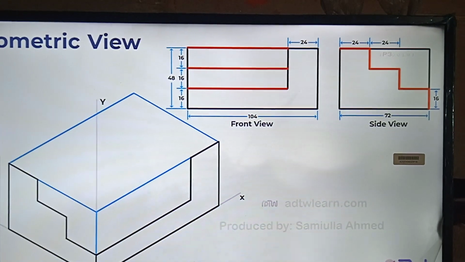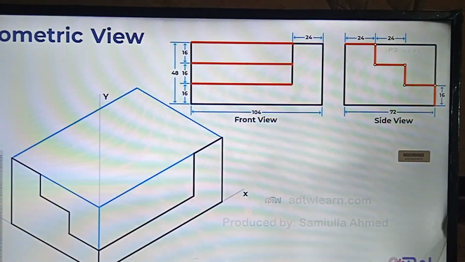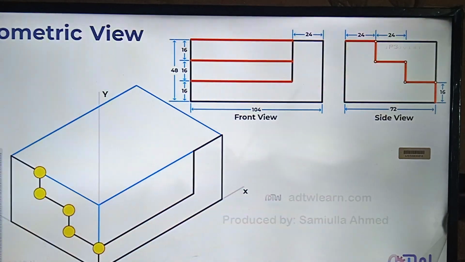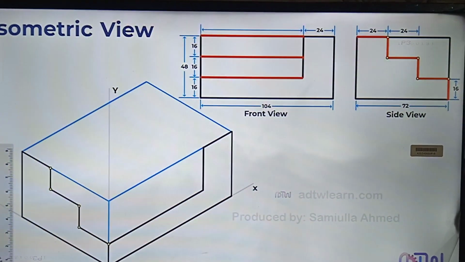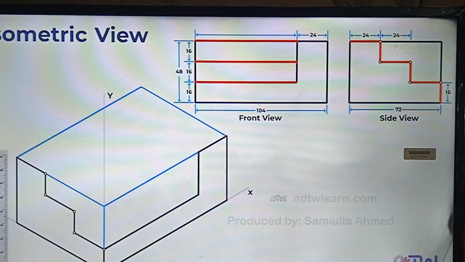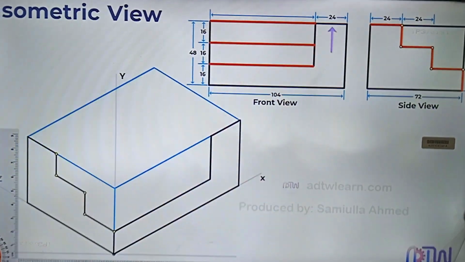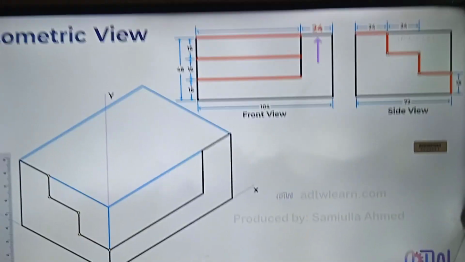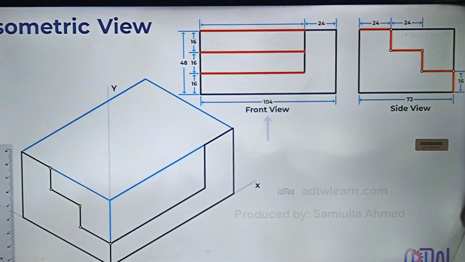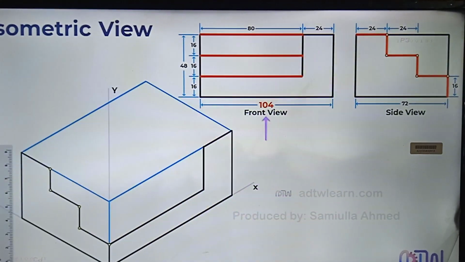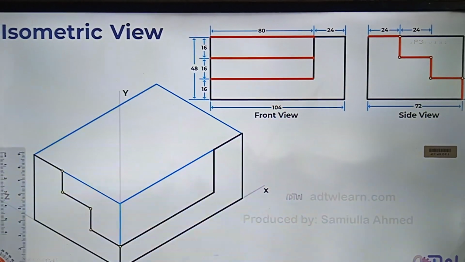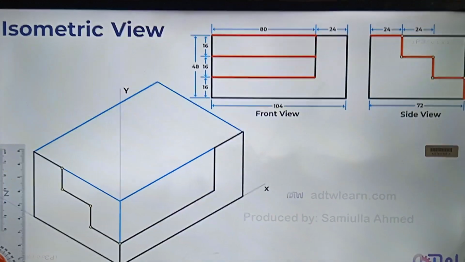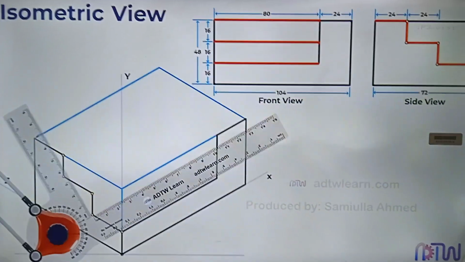The lines in the front view represent these points in the side view, which in turn represents these points in the isometric view. To draw these lines, we need to find their length in the front view. The length can be found by subtracting the length of this solid structure, which is 24 millimeters, from the total length of the object, which is 104 millimeters. Therefore, draw an 80 millimeters line from the points in the isometric side view parallel to the x-axis to complete the construction of the object.